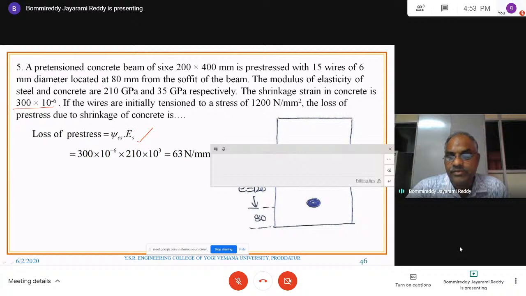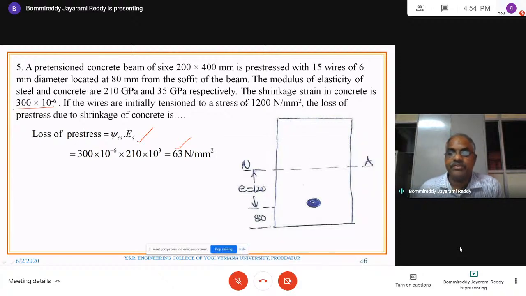Because of the shrinkage, it is size CS and ECS. Knowing the value of the strain and modulus of elasticity, it is 63, that's all. No need of eccentricity, no need of pre-stressing stress in the cable. All these things are not required for computing this particular problem. So only that relation you should know.